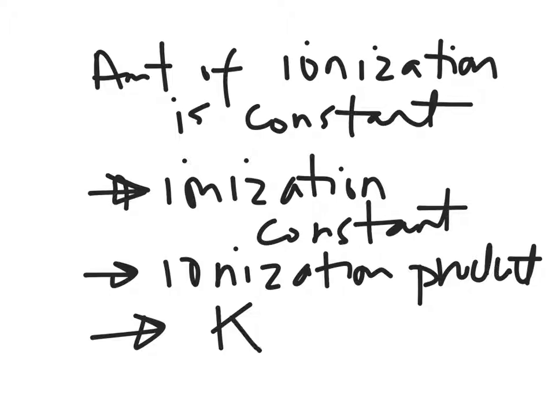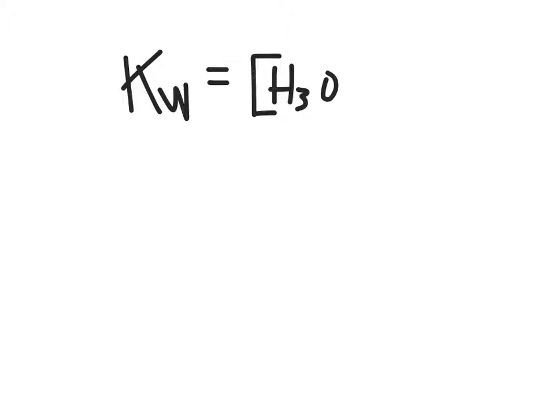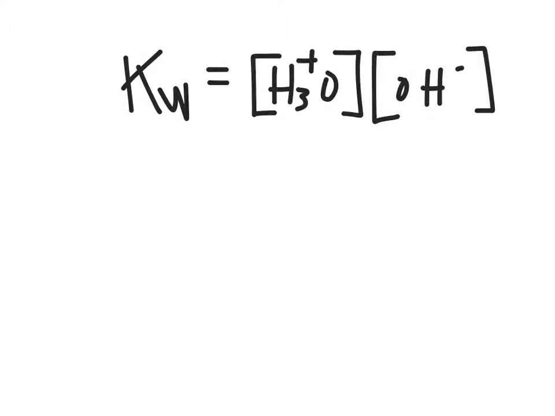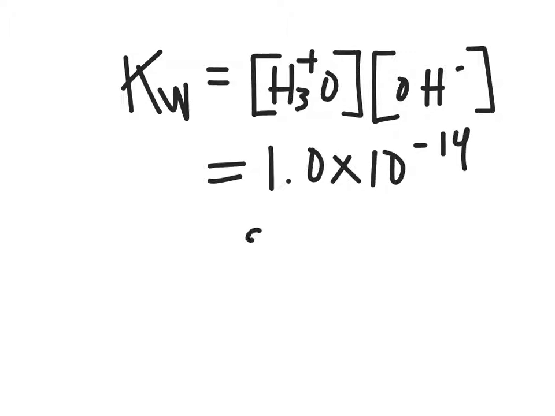Symbolically, we represent it with a big K with the subscript of W. So that's the ionization product, or the ionization constant. That number is defined as the product of the concentration of the hydronium ion, so how much H3O plus is floating around, times the concentration of the hydroxide ion. And since this number is constant, it doesn't ever change, that value is always equal to 1.0 times 10 to the minus 14th. And that's measured at 25 degrees Celsius.